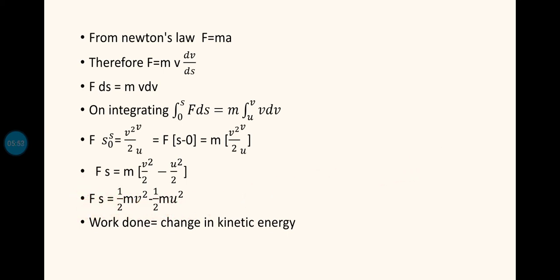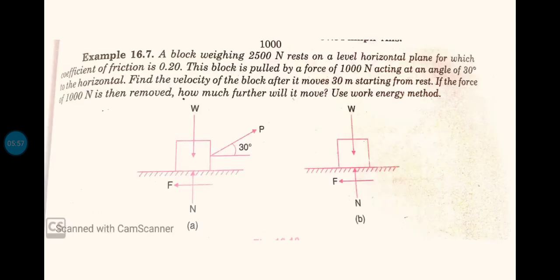So this can be useful to solve problems in the field of mechanics. So we will see a sample problem. A block weighing 2500 Newton rests on a level horizontal plane for which coefficient of friction is 0.20. Coefficient of friction is given and weight of the body is given as 2500 Newton, shown here. W is the weight and coefficient of friction is 0.02. The block is pulled by a force of 1000 Newton acting at an angle 30 degree to the horizontal.